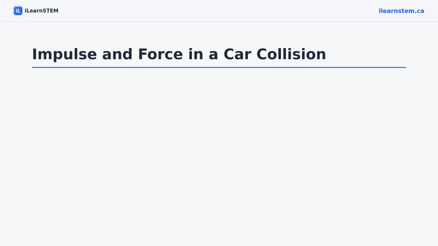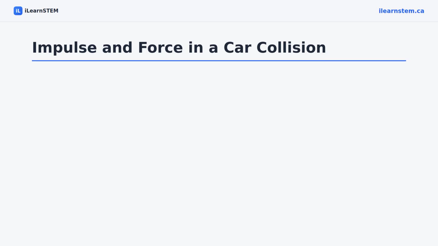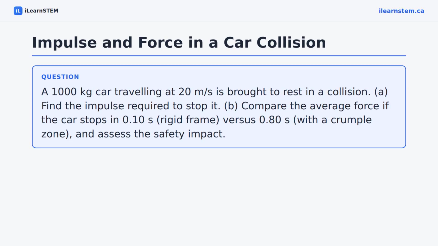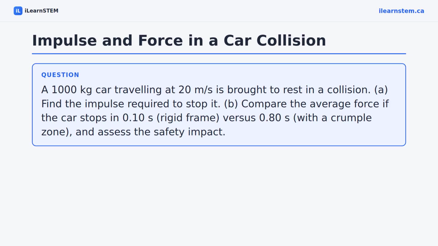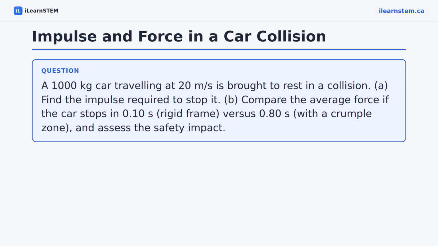We'll practice calculating impulse and average force in a collision and see how a crumple zone reduces force. Here's the problem. A 1,000 kilogram car traveling at 20 meters per second is brought to rest in a collision. Part A, find the impulse required to stop it.